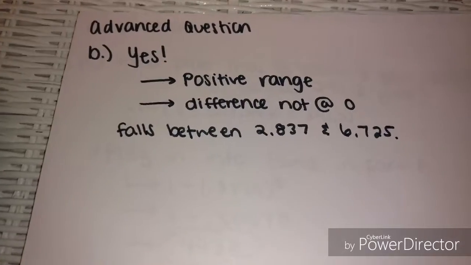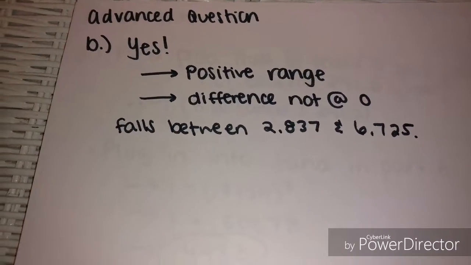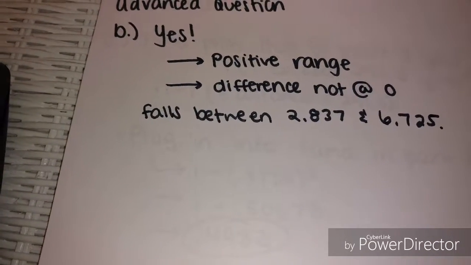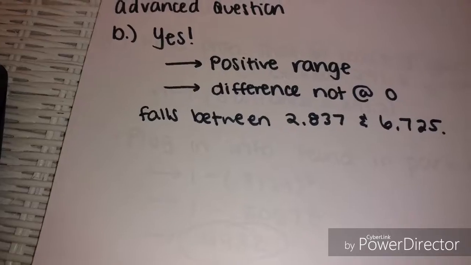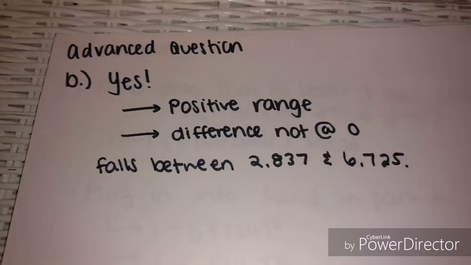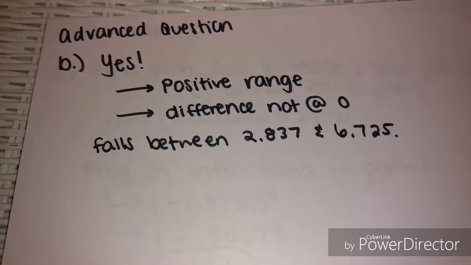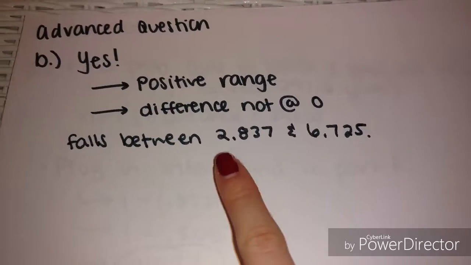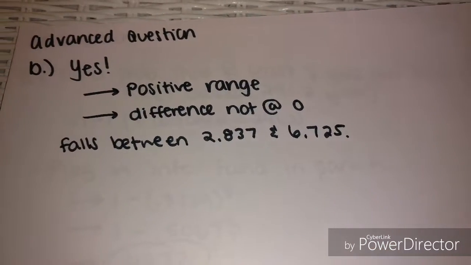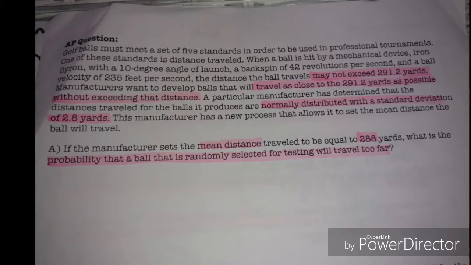So Part B of the advanced question asks us if our interval in Part A gives convincing evidence of a difference in the two methods of estimating tire wear. And we can say yes, that it does give convincing evidence because there is a positive range and the difference is not at 0. So it's falling between 2.837 and 6.275. And it's a positive range and it's not at 0.